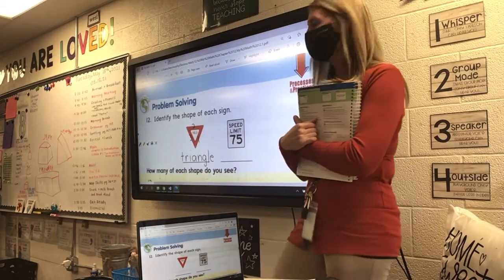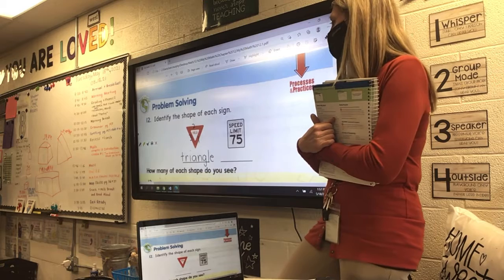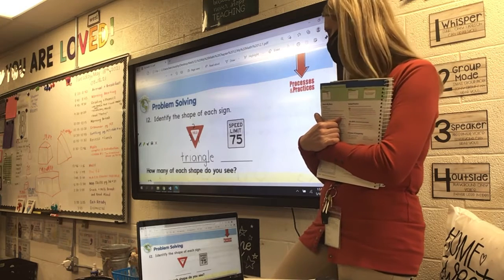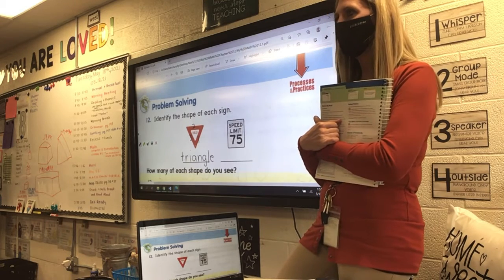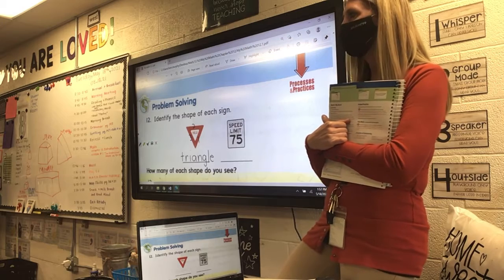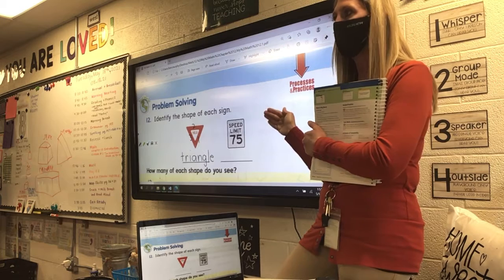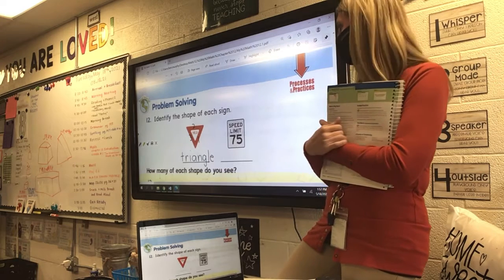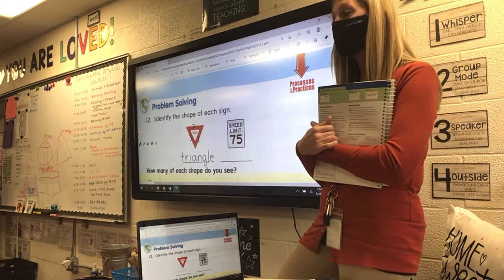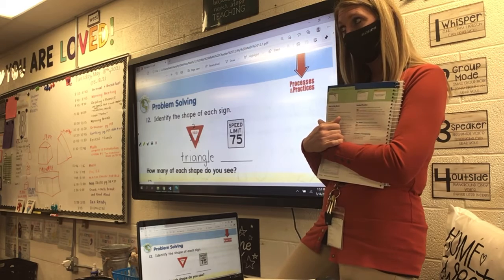Okay, now there is a sign. What is this sign that you might see driving? Journey, what is this sign? Speed limit sign. The speed limit sign. So it tells your mom and dad how fast that they can go, the highest or the max they can go. So Journey, looking at this sign, what shape do you think this is?